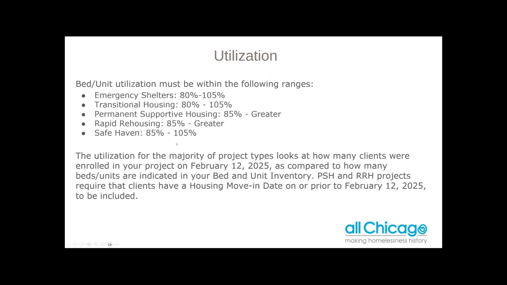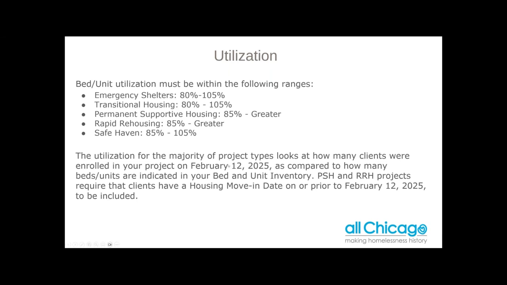So what this means is that if your utilization is under these percentages, then you're going to be marked as non-compliant or out of compliance. And if it's above 105% for emergency shelter, transitional housing, and safe haven, it's also going to be marked as out of compliance.